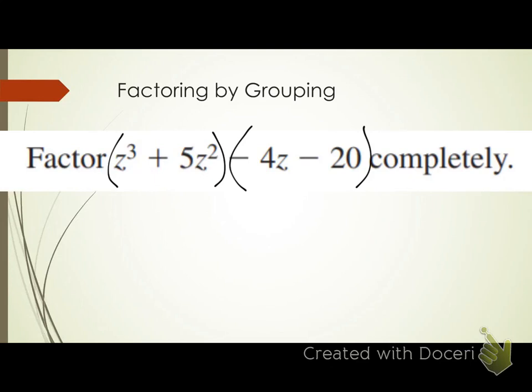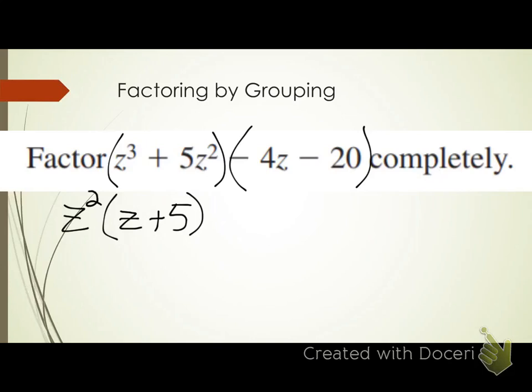We said the GCF of these first 2 terms was what? Z squared. Z squared times what would give me Z cubed? Z. Everyone okay with that? Z squared times what would give me 5z squared? 5. Everyone okay with my first group factoring out the GCF? This is why we did factoring out using a GCF on Tuesday, so we could do this today, because we're doing a lot of factoring out of GCF.